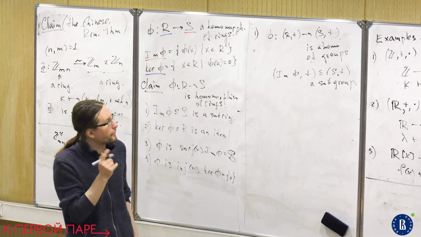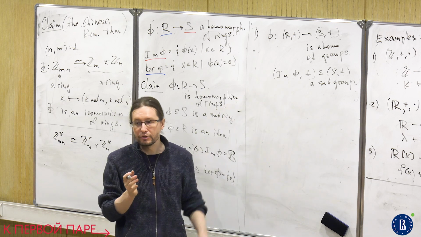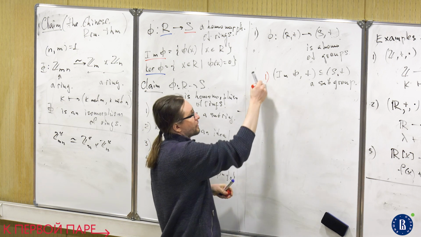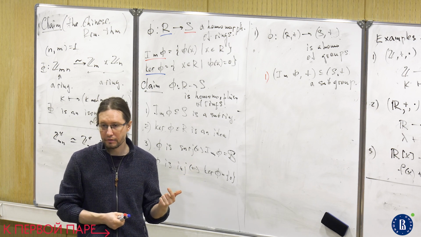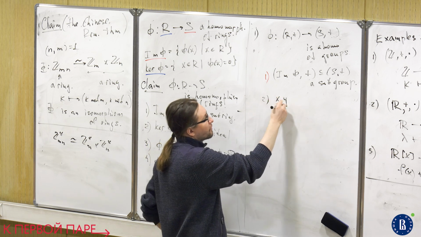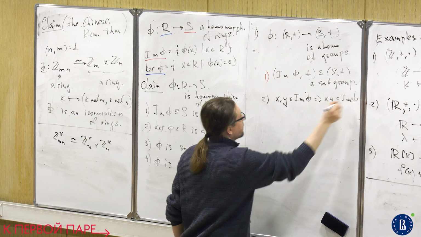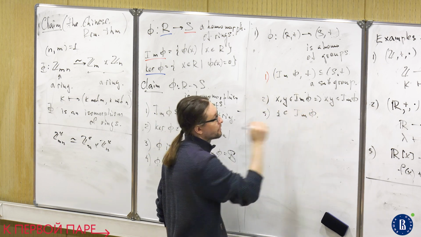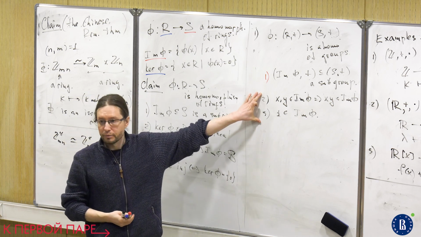Okay. Now, what else do we need to prove in order to show that the image is a subring? Well, we need to prove 3 properties. The property number 1 is that the image is a subgroup in S with respect to addition, and we already have this. Now, the second property: if we have 2 elements from the image, their product must be in the image. And the third property: the neutral element with respect to multiplication must be in the image. Okay? So this is what we need to prove.